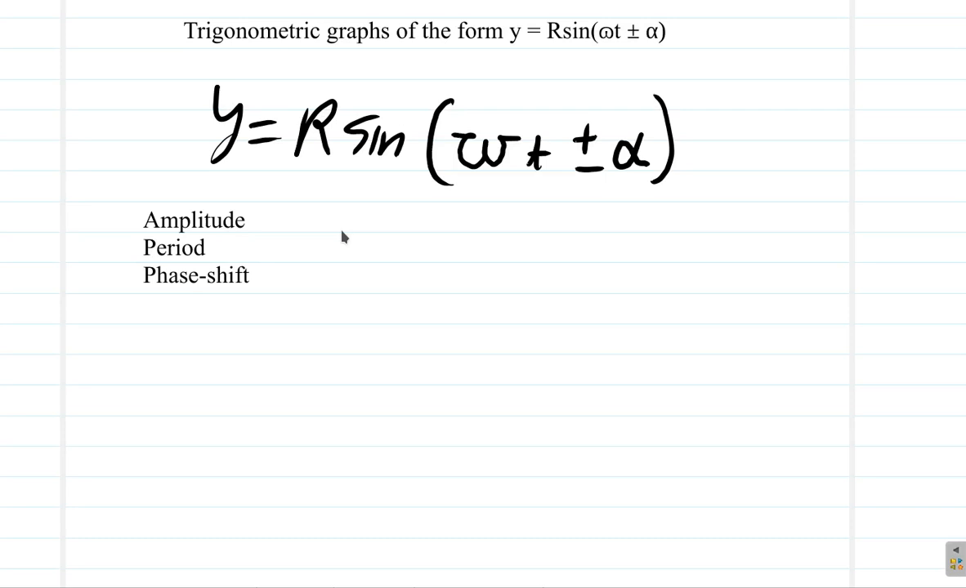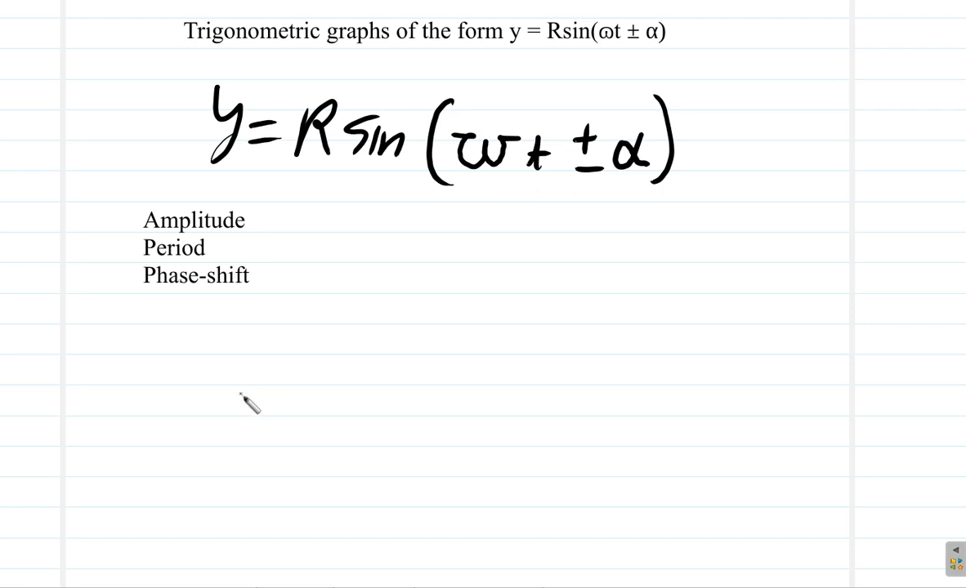We want to look at trigonometric graphs of the form y equals r sine omega t plus alpha. So omega and alpha, those are Greek letters. In fact, the first letter of the Greek alphabet is alpha and the last letter is omega. And as you know, many times Greek letters are used for representing symbols in mathematics and science, right?